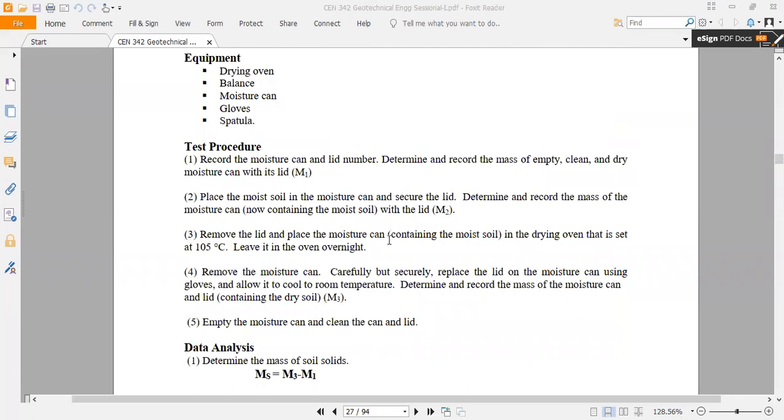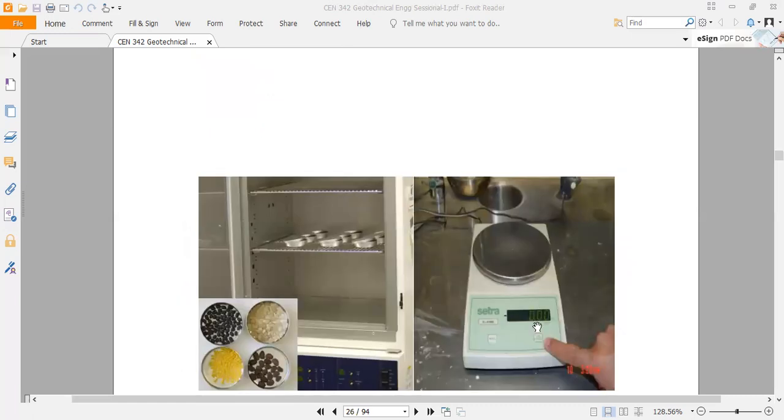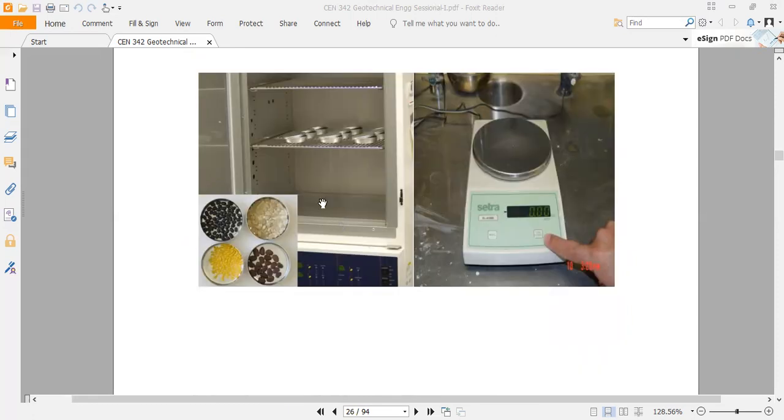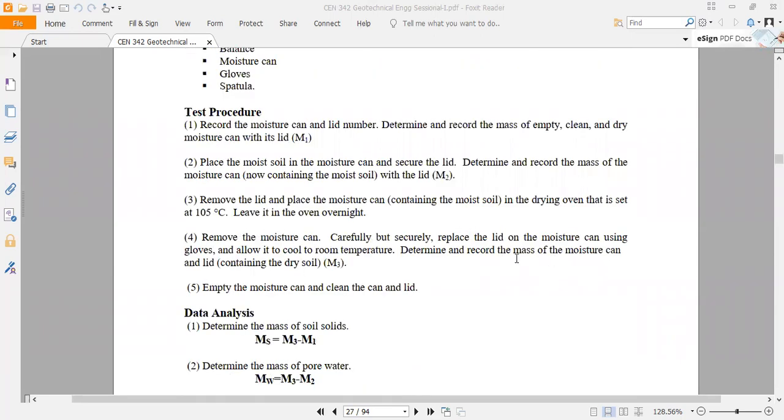Remove the lid and place the moisture can in a drying oven that is set at 105 degrees Celsius. Leave it in the oven overnight. After taking the weight, we have to take away the lid, and then we can see the moist soil. Now we put the can into the oven, and the temperature should be 105 degrees Celsius. We keep it in the oven all night. So what will happen after that?